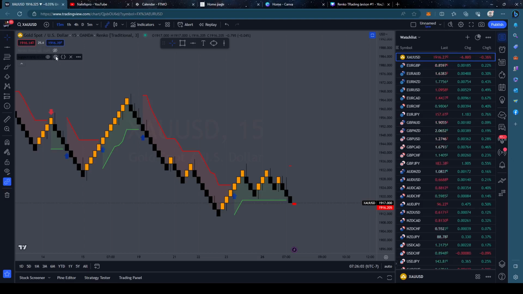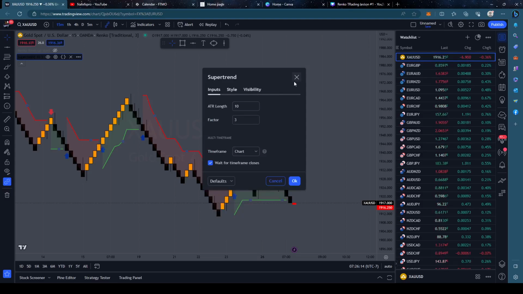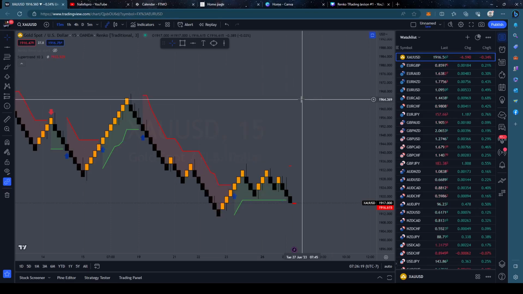So Super Trend, we already have this added. This is our best friend. This is our main filter indicator that we use. It's just a hammer. That's all it does. It's just a tool for us, just like a hammer. All right, so ATR 10, 3, those are the input settings that I use.